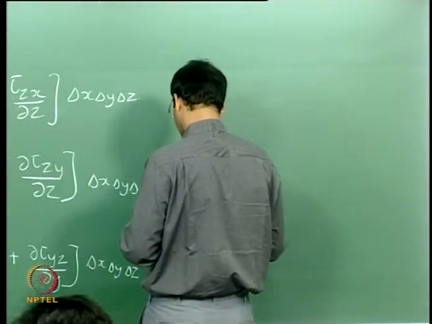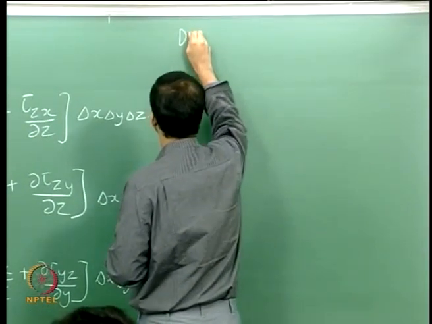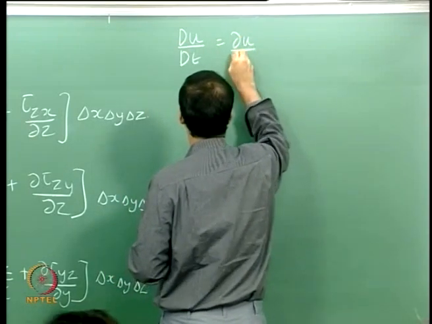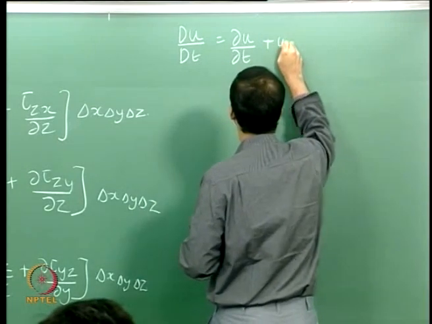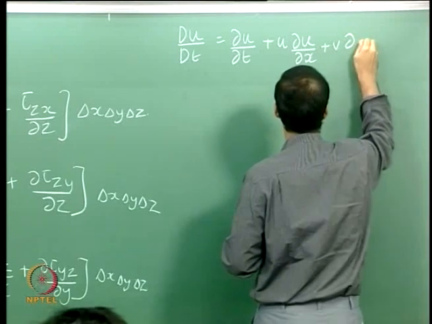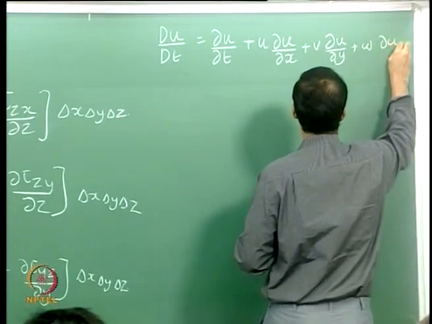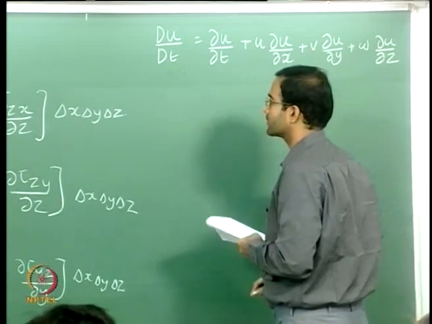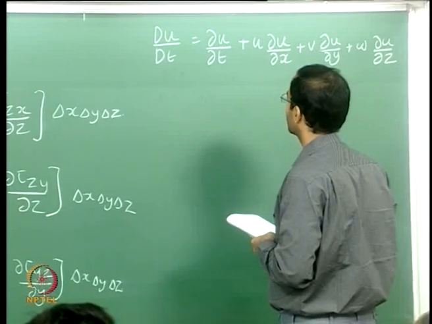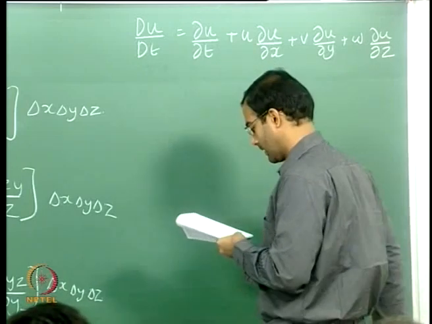The total derivative, we all know that we can write du by dt as a partial derivative with respect to time plus the spatial derivatives like this. Okay, so on and so forth for the accelerations in the other directions as well. Now, this is converting the Lagrangian framework to an Eulerian framework.